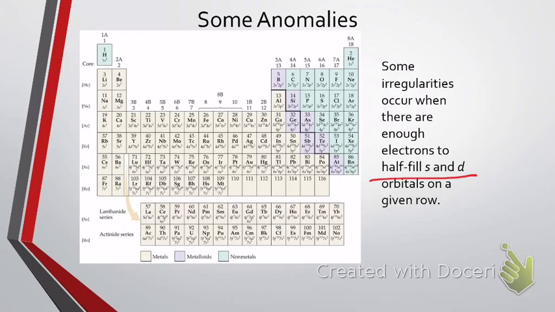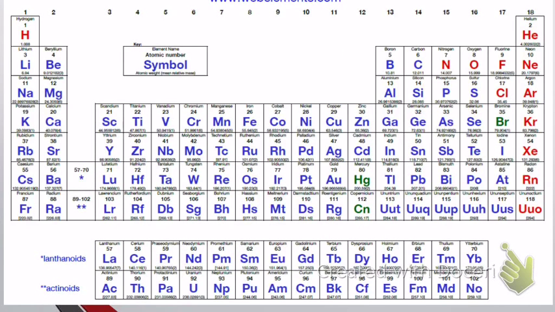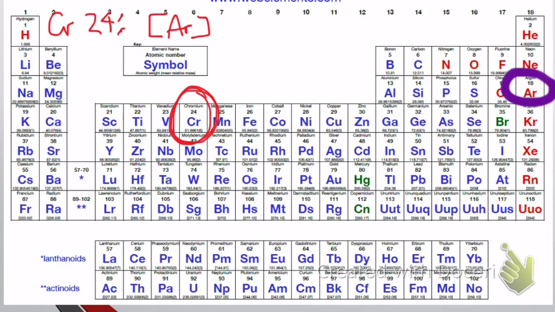Alright, so chromium, let's go back to the periodic table and I'll show you what chromium looks like. Chromium is right here. So its number is 24. There are 24 electrons in neutral chromium. So we're going to do the shorthand method. We just go one row up and look at that noble gas. So it's going to have the same electron configuration as argon. So in square brackets we put argon.